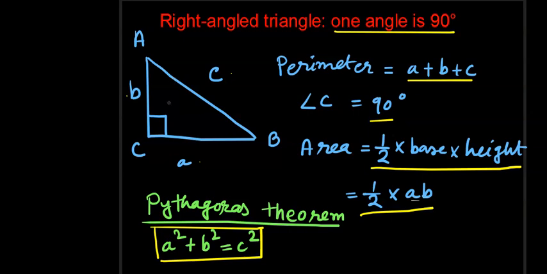Now in right angle triangle Pythagoras theorem applies. So what is Pythagoras theorem? It says the hypotenuse square is equal to the sum of squares of the other two sides. That is C square is equal to A square plus B square.